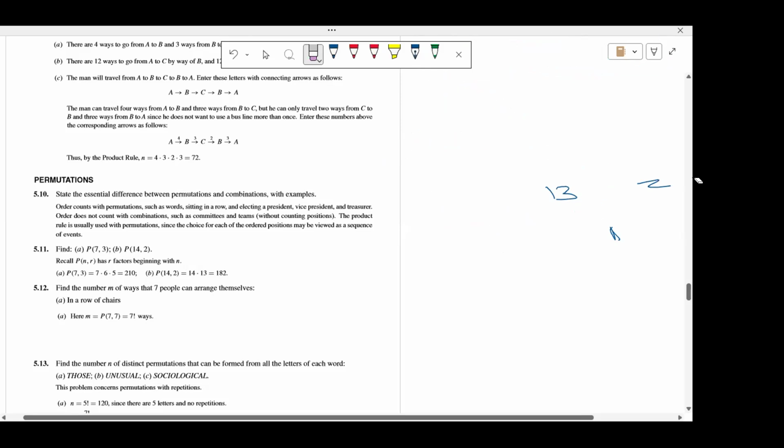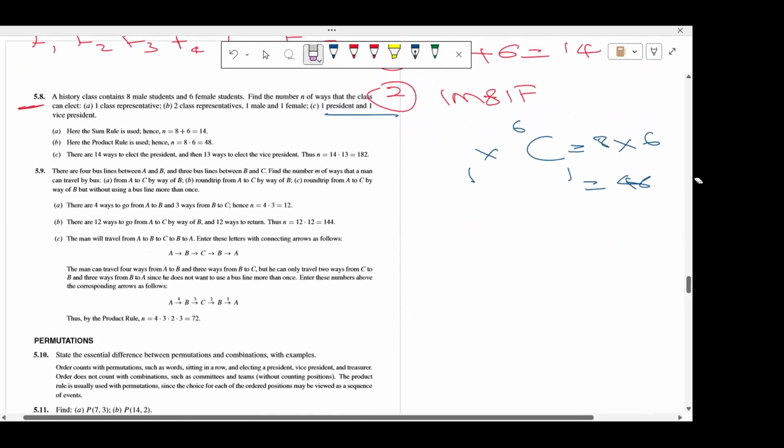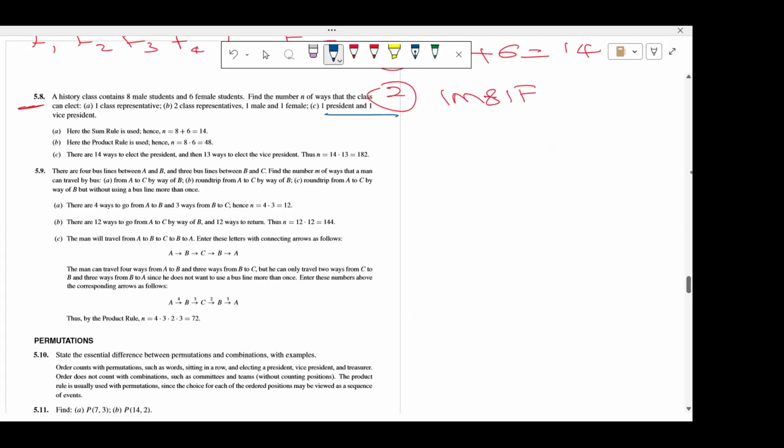Now I will explain the next question. It is very difficult to understand these concepts, that's why I'm telling you, try to understand what I'm saying here. Okay, now just read this question.